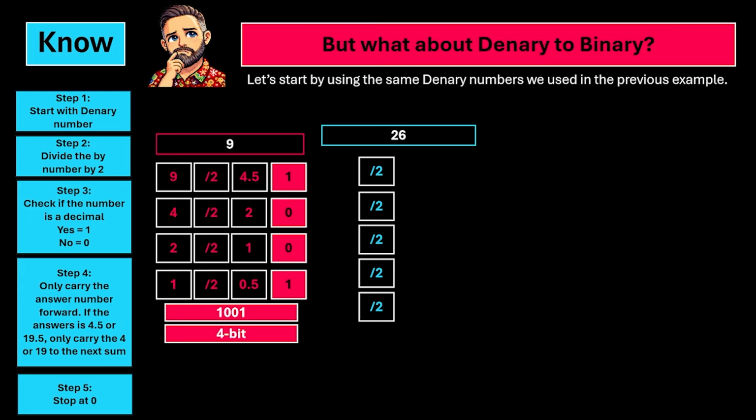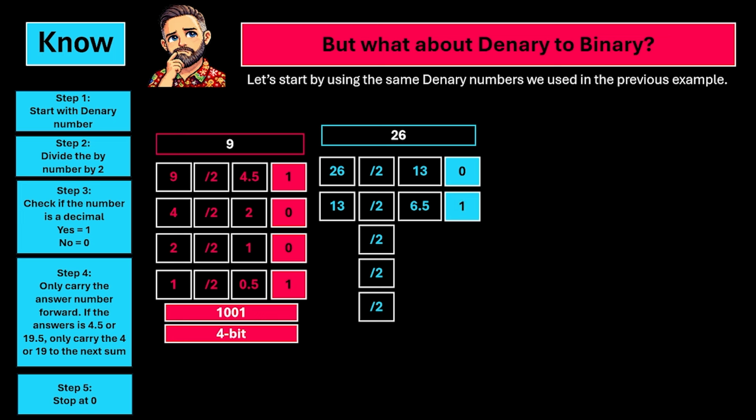So we start with 26, we divide it by 2. It leaves us with 13. Is this a decimal? If it's a yes, it's a 1. If it's a no, it is a 0. There is no decimal, it is 0. We carry the whole number only forward and we divide by 2 again. That leaves us with 6.5. Is there a decimal? Yes. So we carry forward only the whole number, no decimal. That leaves us with 6. Divide by 2 is 3. It's a whole number, we place a 0.